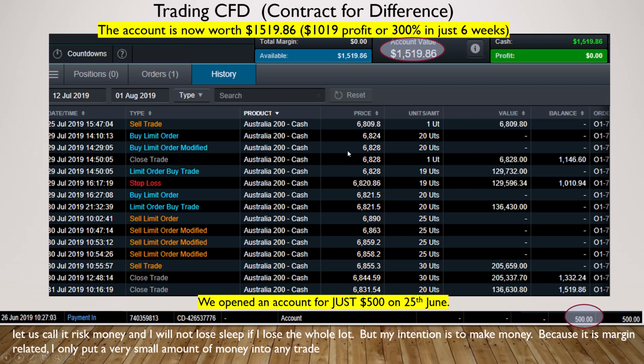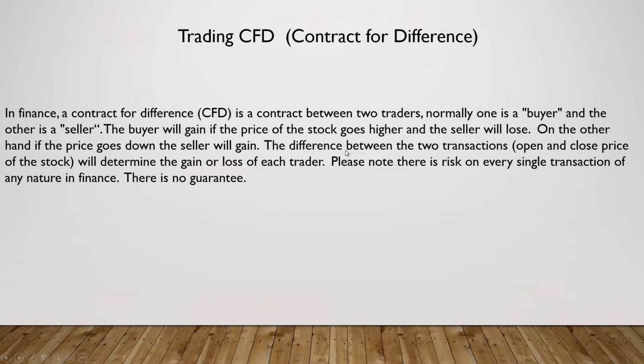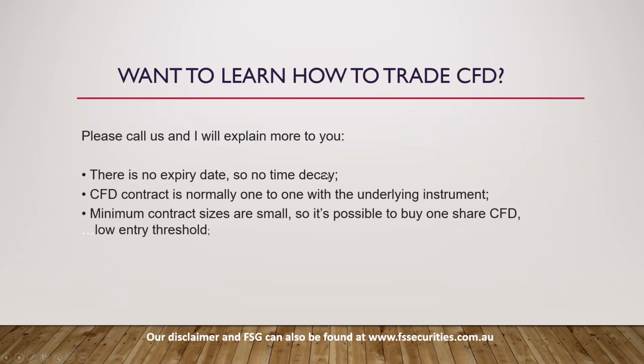Anyway, of course you need to understand the risk. Contract for difference is a leveraged product. There is high risk and high return. But if you are informed and you know what you're doing, you can limit your losses if you're going to lose some money and maximize your profit if you're going to make some money. We teach people how to trade CFDs, and if you want to learn more about CFDs, all you have to do is call us.